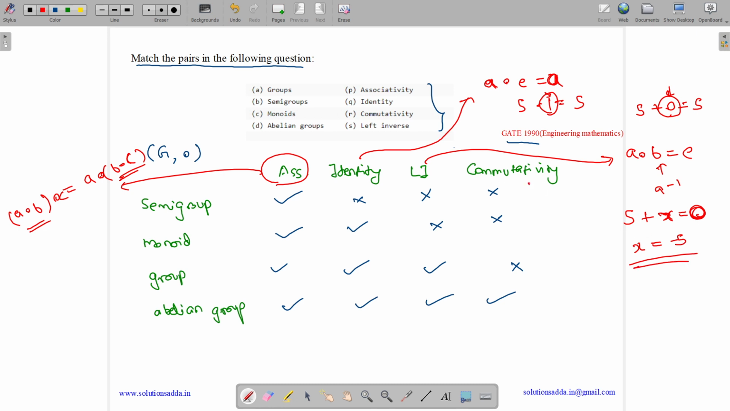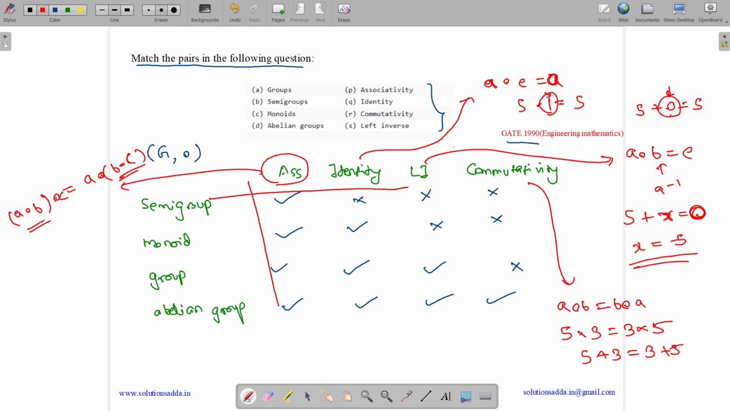What is commutative property? It says that A applied with the operation B should be equal to B applied with the operation A. So multiplication is commutative. 5 into 3 is equal to 3 into 5. Addition is also commutative. 5 plus 3 equals 3 plus 5. Thus, we need to make sure that you remember this table and you should know the meaning of identity. Now let us see group.